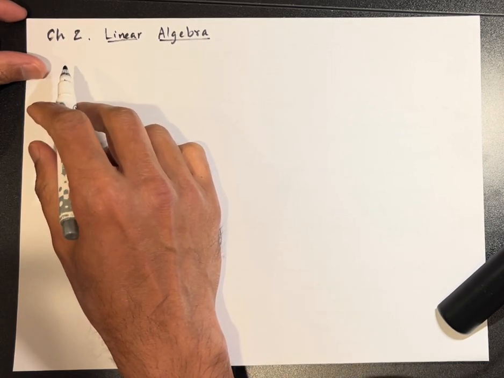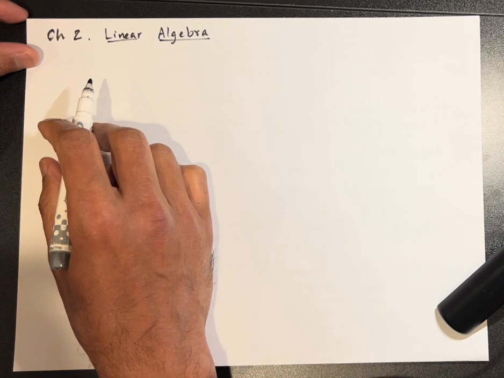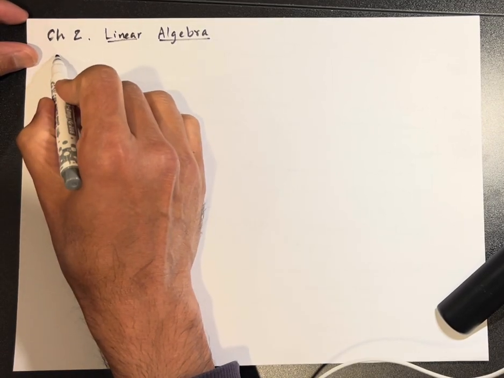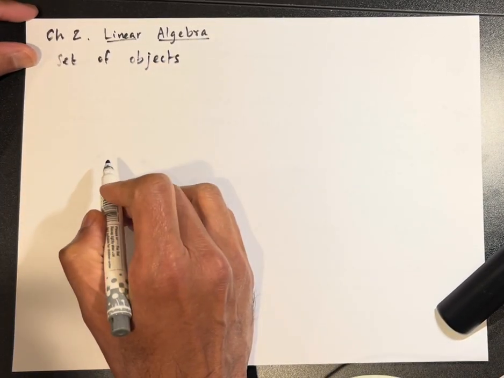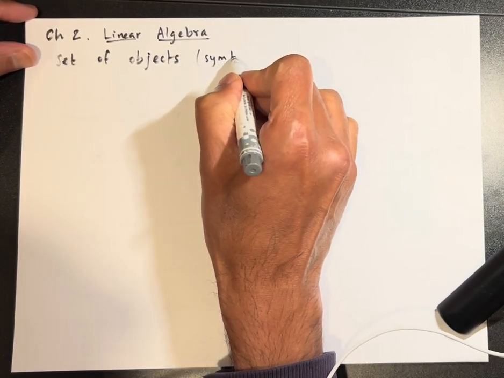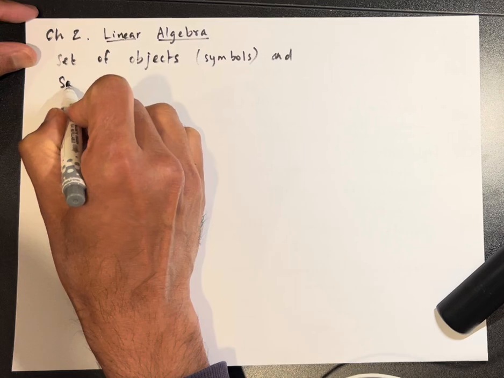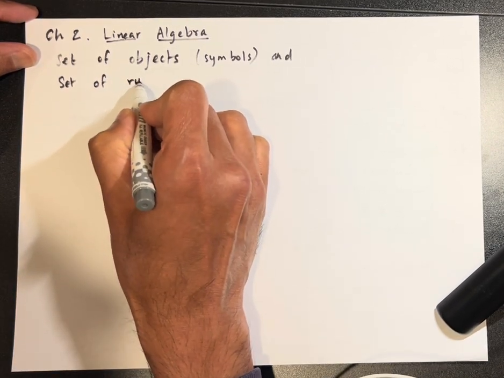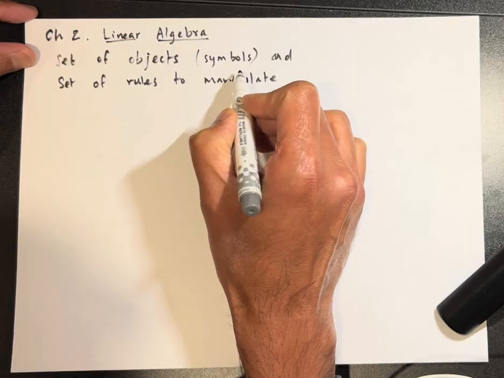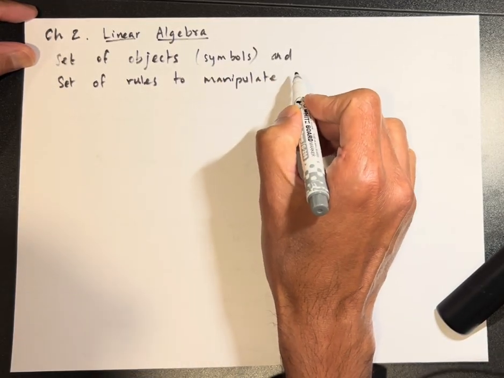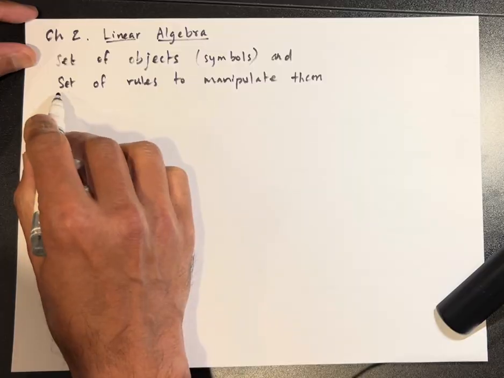Like explained in the first chapter, they are again talking about when formalizing intuitive concepts, a common approach is to construct a set of objects, and they are also calling them symbols, and a set of rules to manipulate them, meaning to operate on them, right? So we have a set of objects or symbols and then a set of rules to manipulate them.